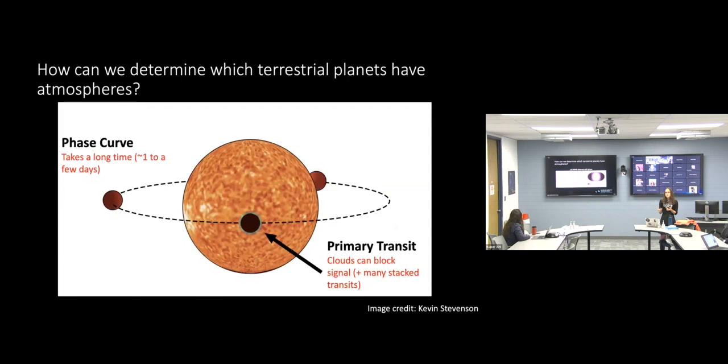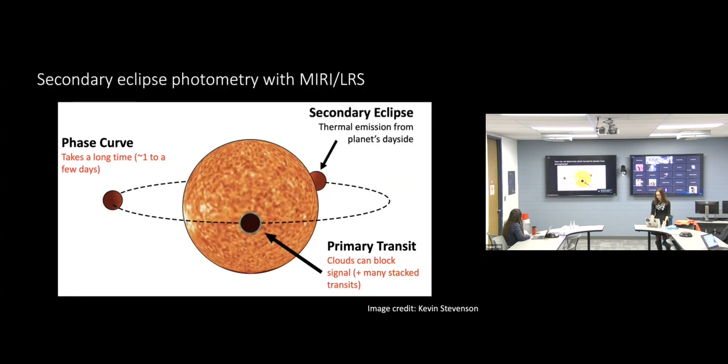But the problem with phase curves is, like I said earlier, they take a long time to observe. For habitable zone planets around M dwarfs, they can take a few days, maybe even up to 10 days. So we really want to make sure that we're using the resource of JWST as efficiently as possible, and these phase curves just take a very long time to get an answer. So what I'm going to be talking about today is using secondary eclipse photometry to look at these planets and determine whether they have an atmosphere.